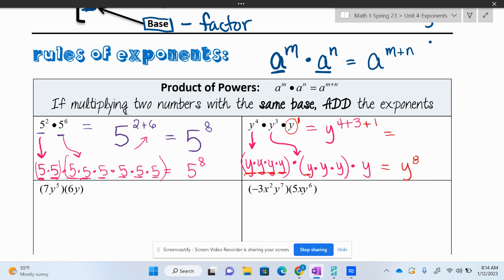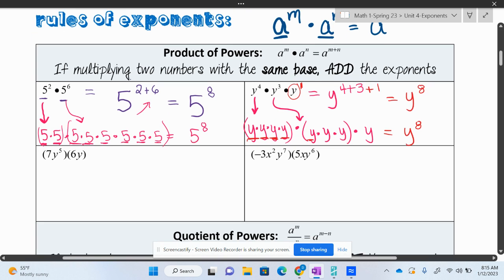Does that make sense? So when you see a variable or a number even all by itself, that's still raised to the first power. It just means that number all by itself, that number one time. So when you're multiplying with the same base and you add the exponents, you need to remember that there's a 1 there. And 4 plus 3 plus 1 does equal y to the eighth. So now they match. Does that make sense? We're not going to make that mistake.